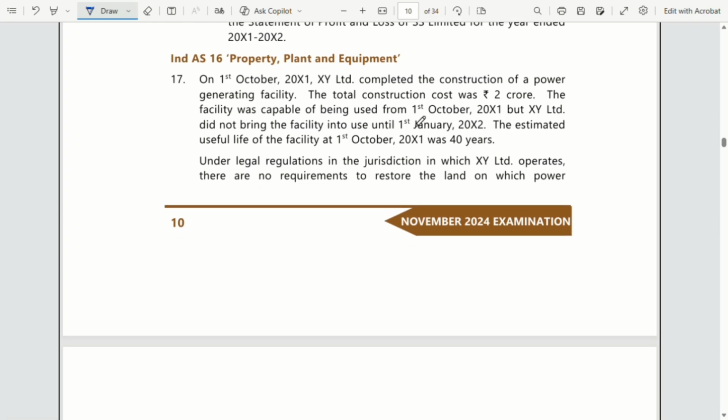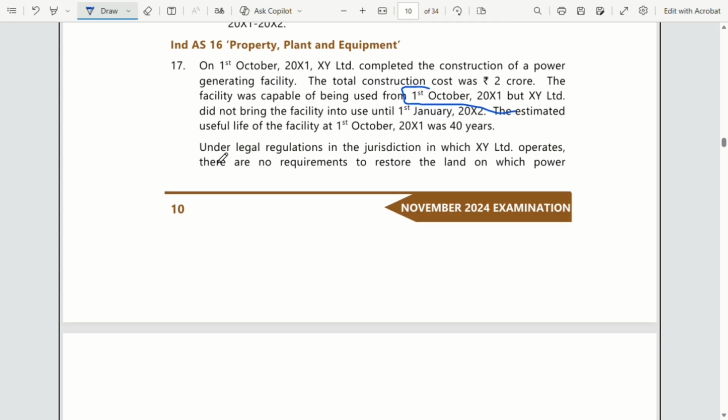So we are going to consider 1st October because the asset is available for use from 1st October. For depreciation they have given these dates, so we are going to charge depreciation from 1st October. The estimated useful life of the facility at 1st October 2001 was 40 years. So they have given us the useful life.